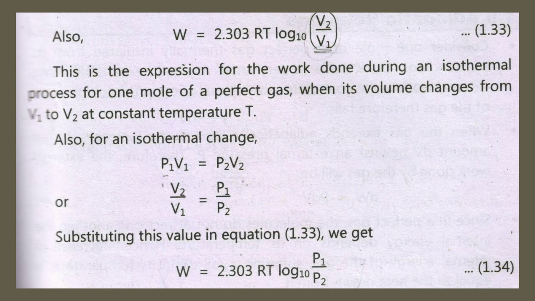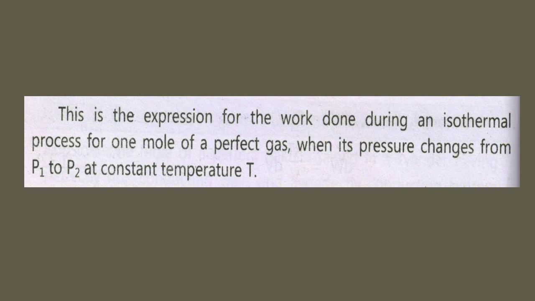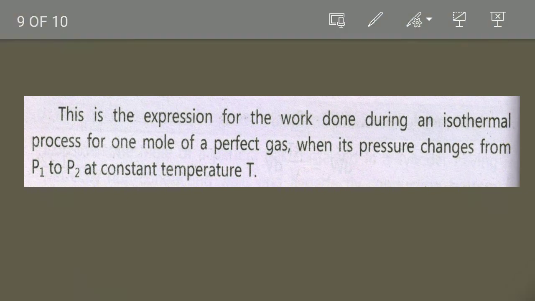Also, for an isothermal change, P1 V1 is equal to P2 V2 or V2 by V1 is equal to P1 by P2. Substituting this value in the above equation, we get work done W is equal to 2.303 RT log to the base 10 P1 by P2. Now this is the expression for the work done during an isothermal process for 1 mole of a perfect gas when its pressure changes from P1 to P2 at a constant temperature T.